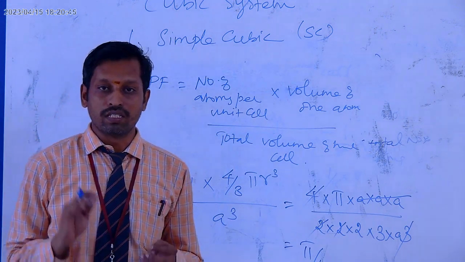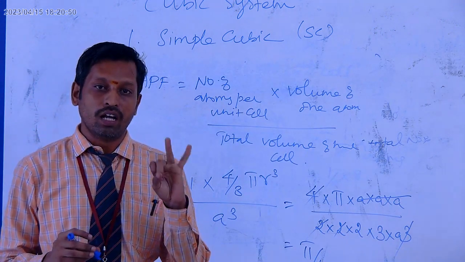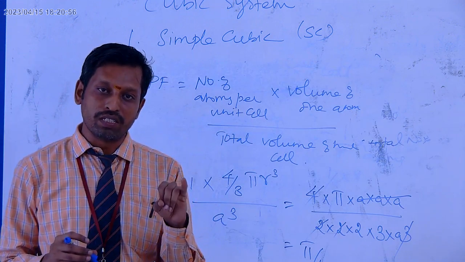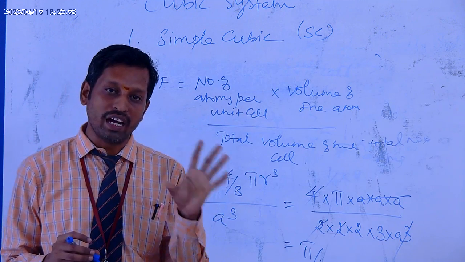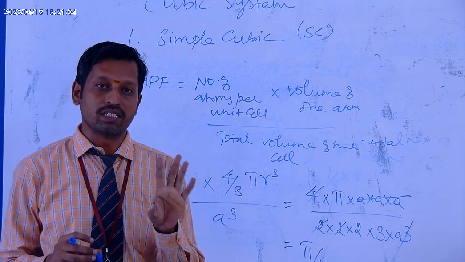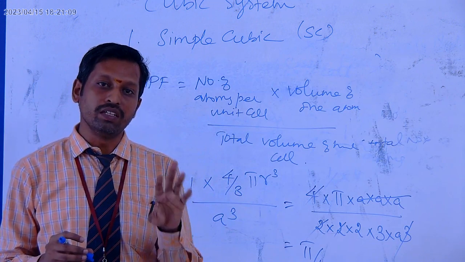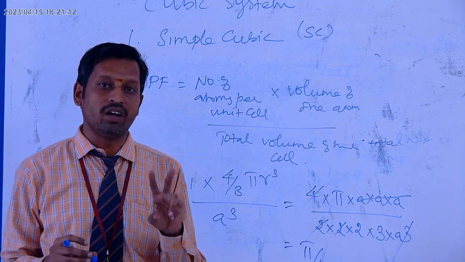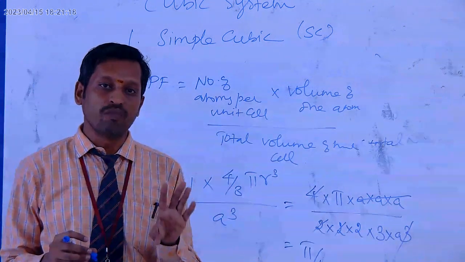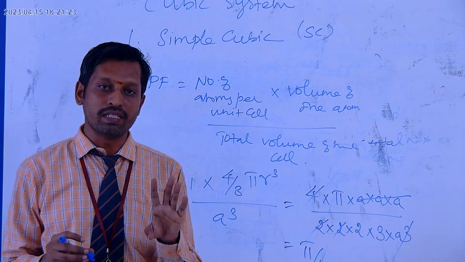In simple cubic structure we see 4 parameters: number of atoms per unit cell, atomic radius, coordination number, and atomic packing factor. Number of atoms per unit cell is the total number of atoms present or shared by a unit cell, which is 1 for simple cubic structure. The atomic radius is half of the distance between any two nearest neighbor atoms which have direct contact with each other, so here r is equal to a by 2. Coordination number is the number of nearest neighbor atoms to a particular atom. Here, for simple cubic structure, the coordination number is 6.